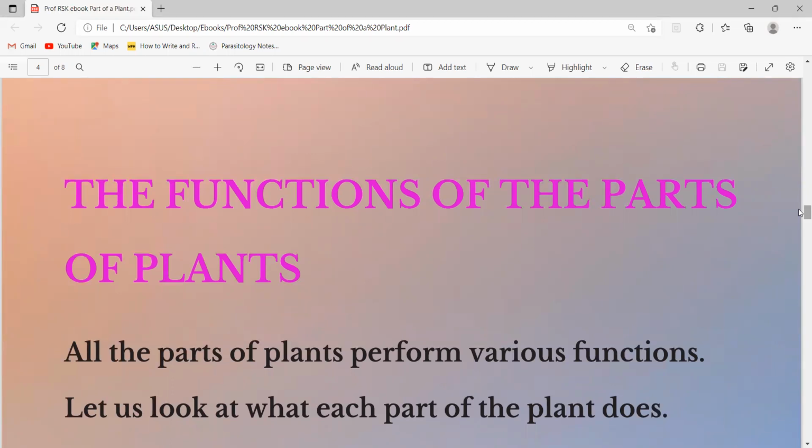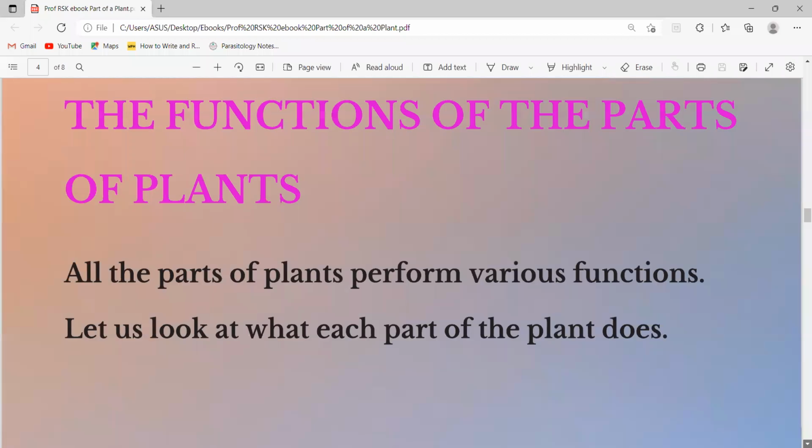In our previous class, we got to understand that plants, like humans, have various parts and they have various functions. Today, we will be looking at some parts of the plant, which of course we have listed in our previous section. And then we'll discuss some functions with respect to the parts. Without wasting much time, let's look at the parts of the plant.